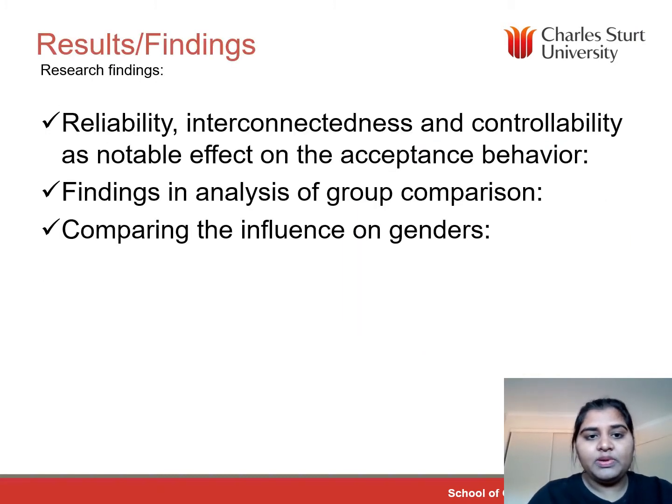Now I'm going to explain the results and findings of the research. First of all, reliability, interconnectedness, and controllability have a notable effect on acceptance behavior. This has a notable effect on the behavior of acceptance of the smart service. It can be seen that people commonly prefer relatively secure and efficient remote management instead of greatly advanced service. And also, findings in the analysis of group comparison and comparing the influence.